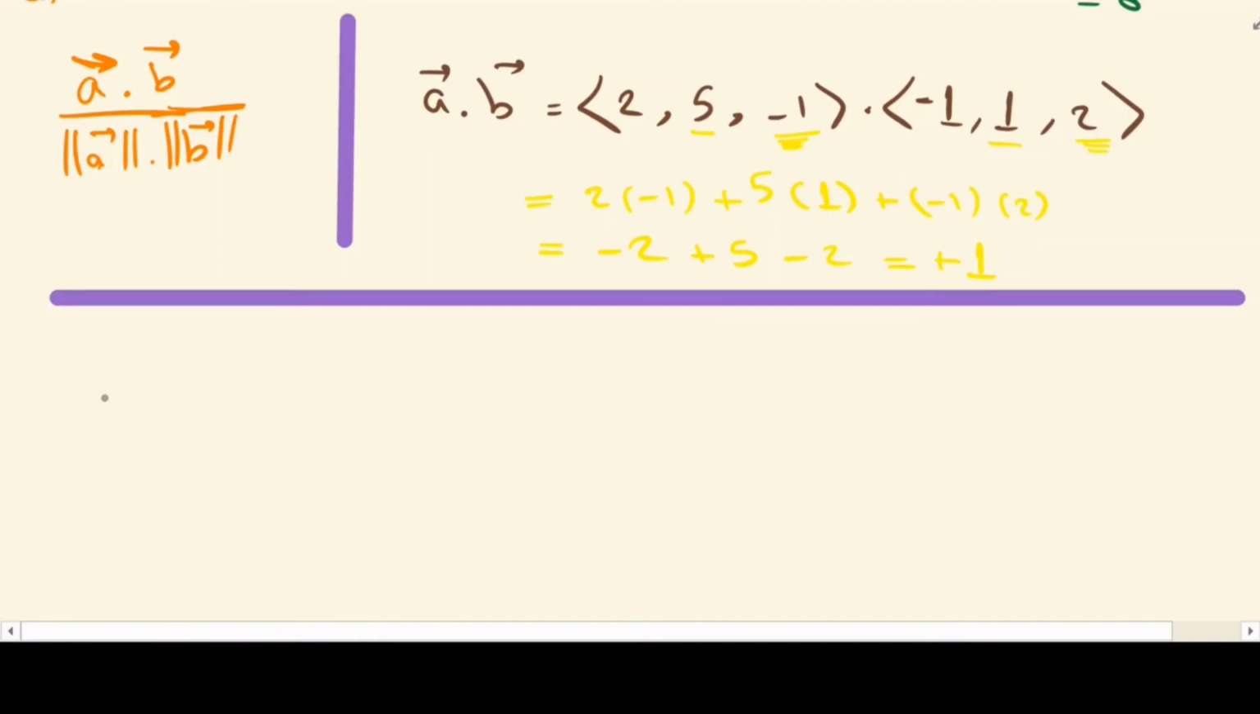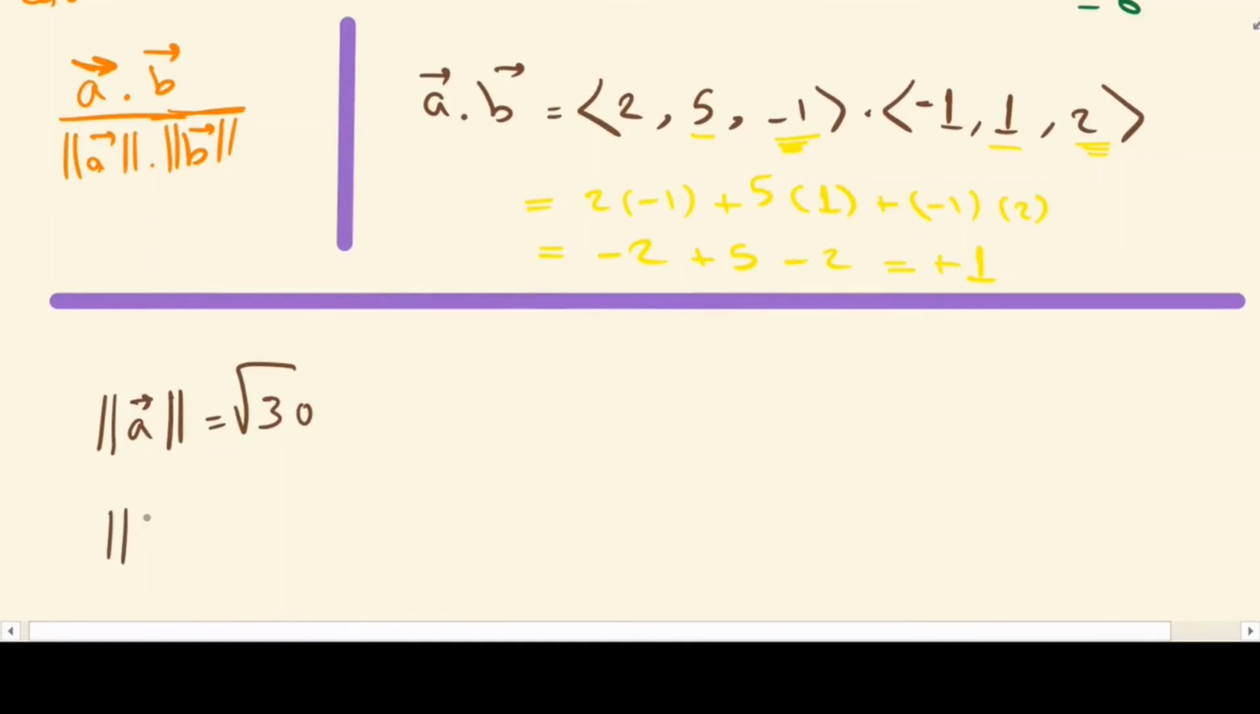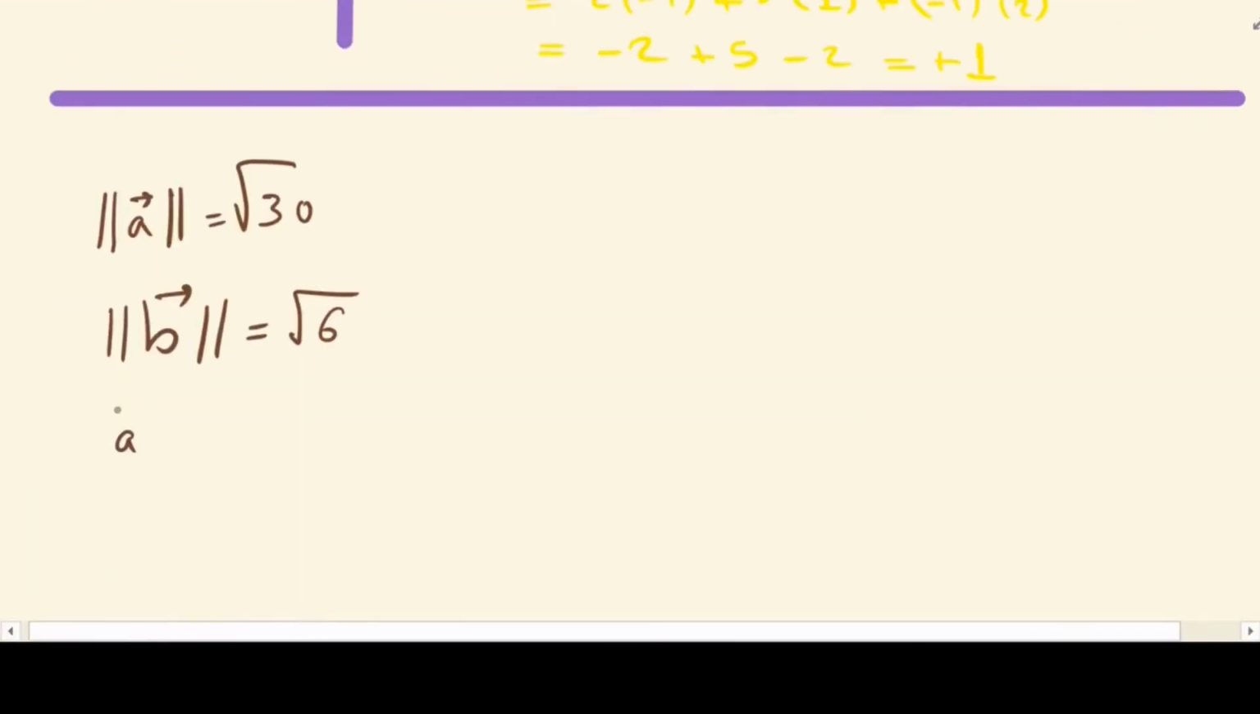So finally we have all those ingredients. We have length of A equals the square root of 30. We have length of B equals the square root of 6, and we also have inner product of A and B equals 1.